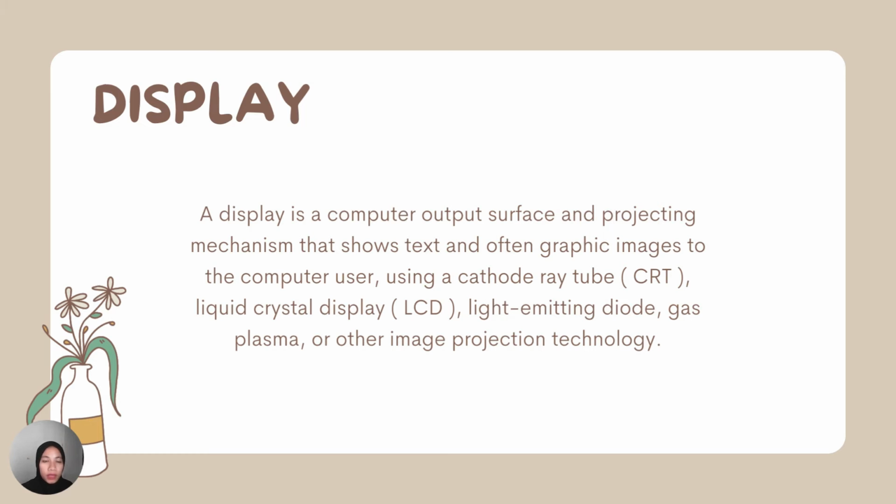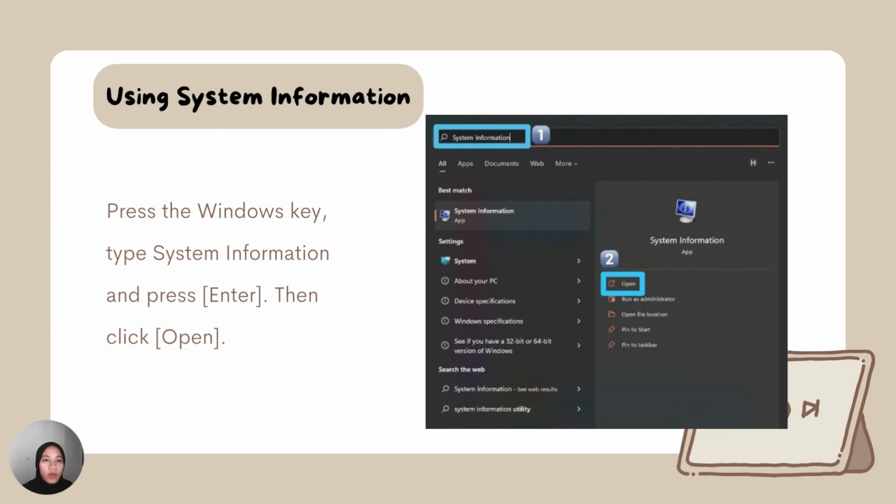Next is display. A display is a computer output surface and projecting mechanism that shows text and often graphic images to the computer user using a cathode ray tube (CRT), liquid crystal display (LCD), light emitting diode, gas plasma or other image projection technology.